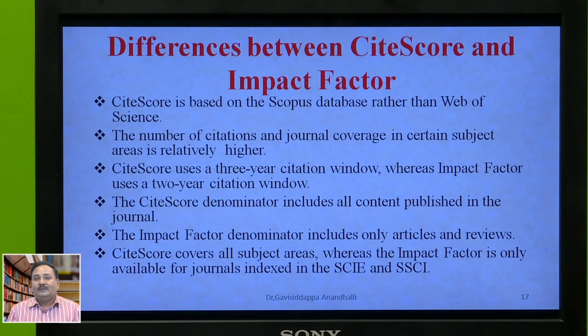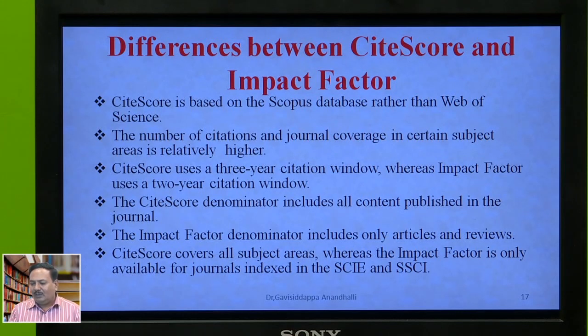Already I told, for the calculation of CiteScore, we take the range of 3 years of data: the number of citations received for the last 3 years divided by the total number of articles published in the last 3 years. Whereas in case of impact factor, it takes only a window of 2 years of data. This way we can find the differences between CiteScore and impact factor.